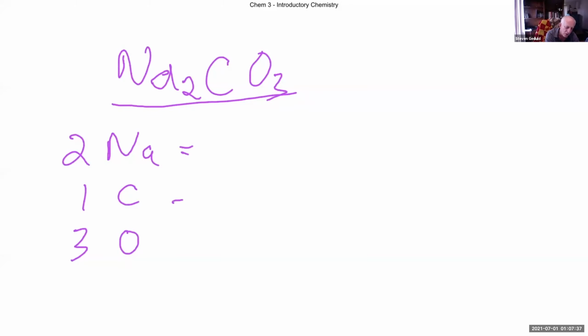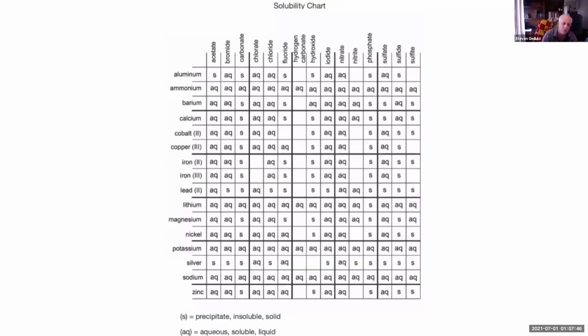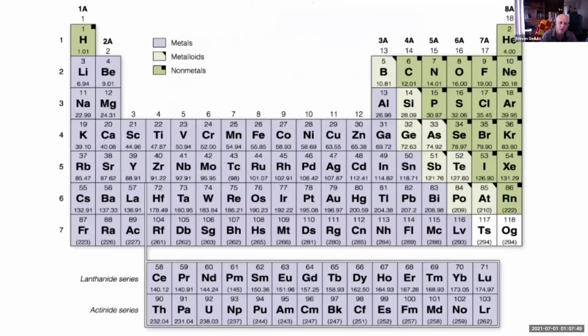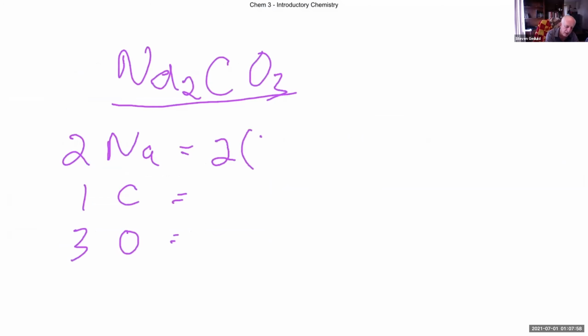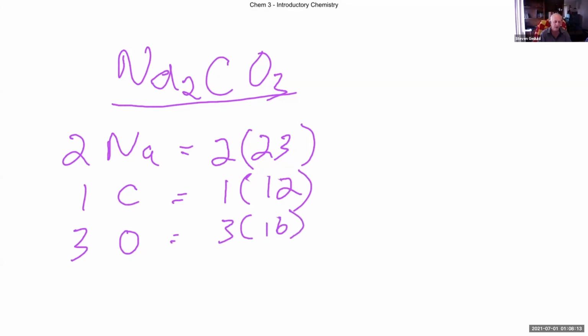If we look on the periodic table, sodium weighs 22.99. Everybody see what it says, 22.99? So roughly 23, if you round that off. So there's 23 for each one. One carbon, each carbon weighs 12.011, roughly 12. And every oxygen weighs 15.999, which is roughly 16. Everybody see where all those numbers came from?